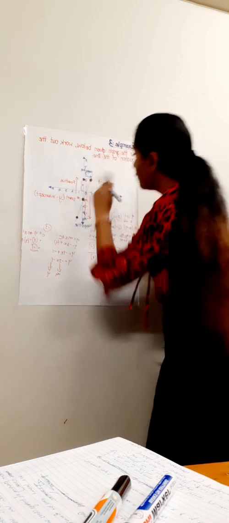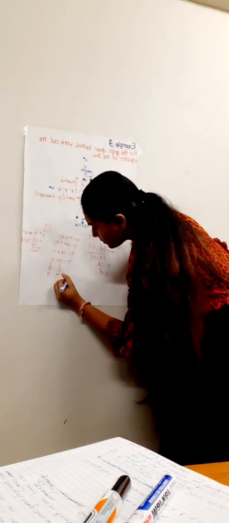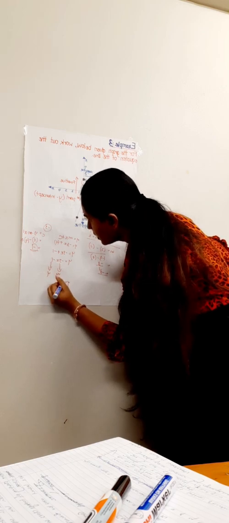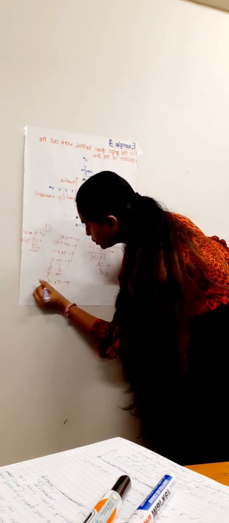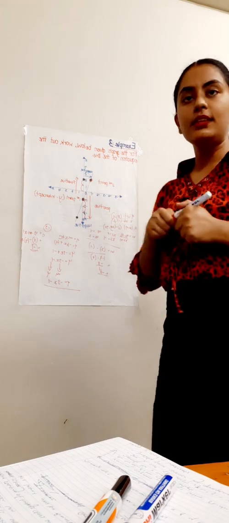And the equation of this graph is y equals negative 3x minus 1. Do you understand? Yes, madam.